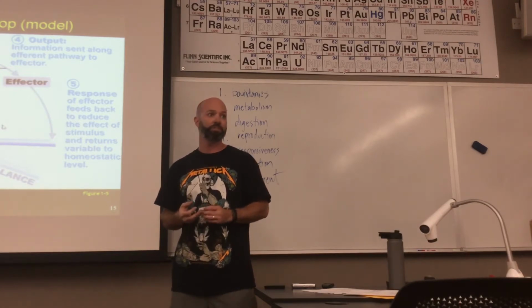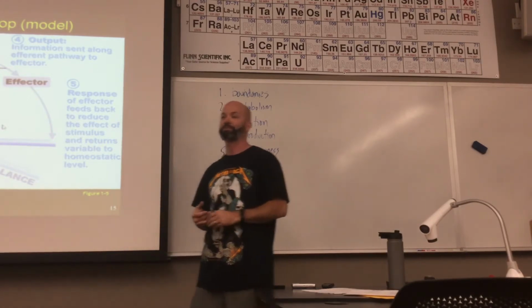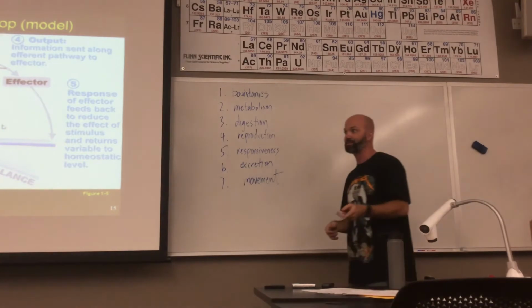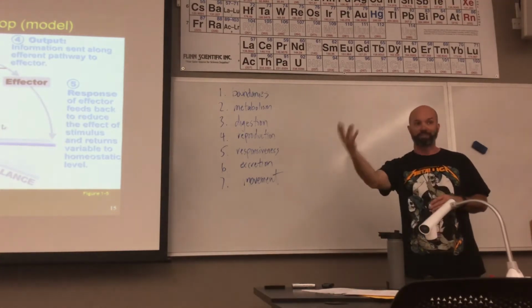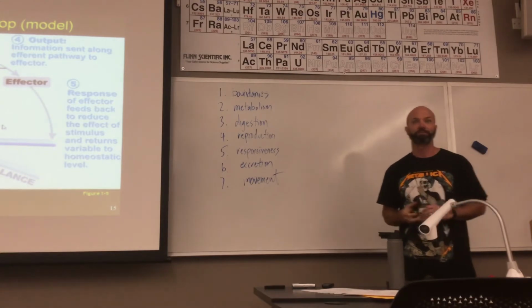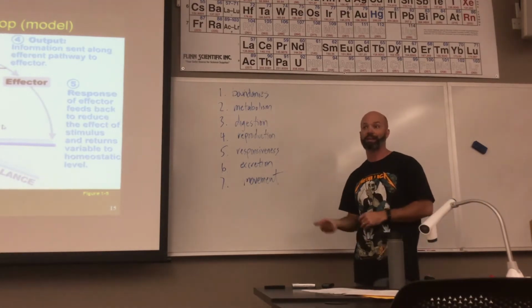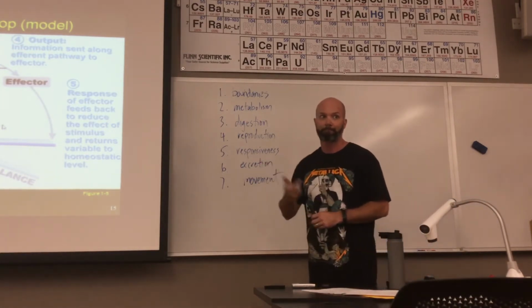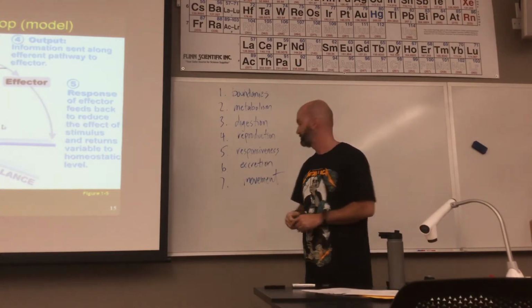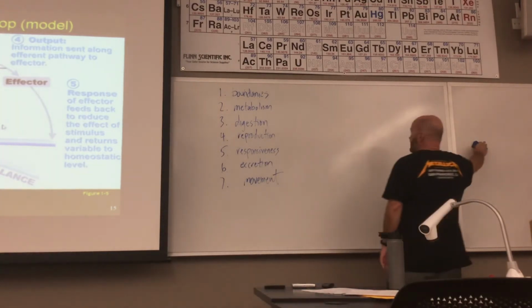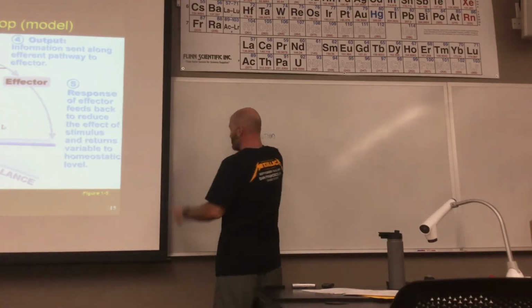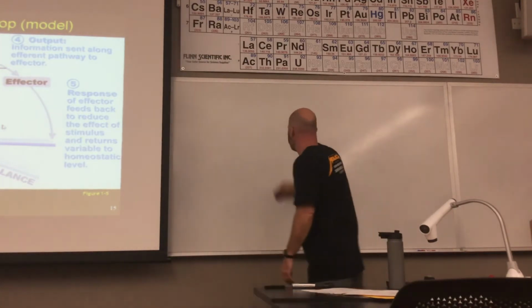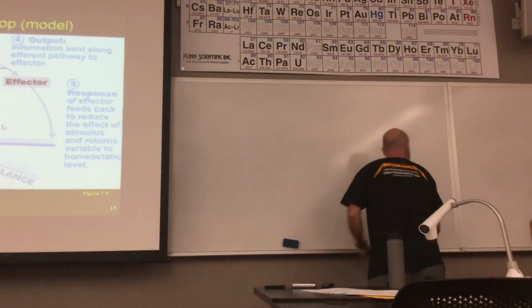And if it's the nervous system, we do call them receptors. If it's the endocrine system, it's the endocrine cell, not a separate receptor. The endocrine cell itself is acting as the sensor and the control center. I can map that out. So my version looks different than the author of our book's version.